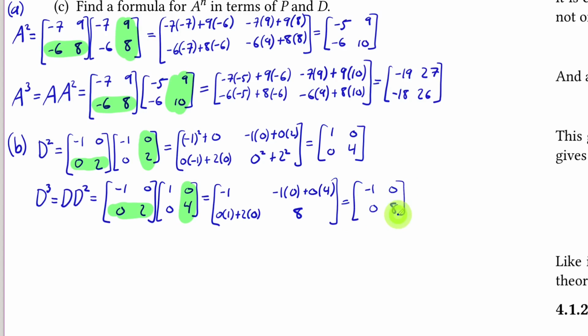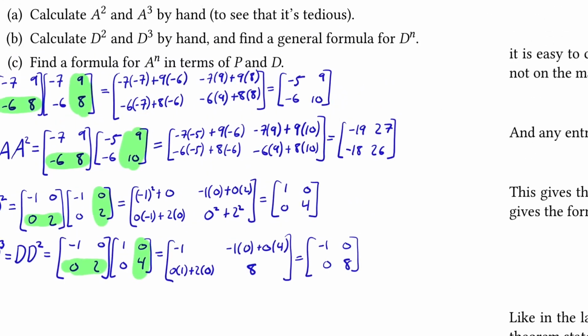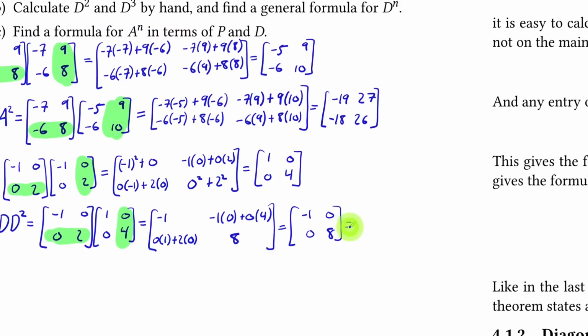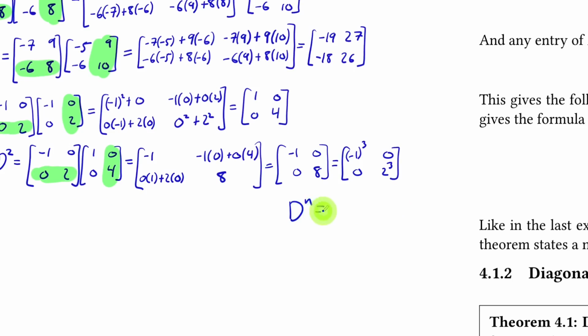So we just get -1 and 8 on the main diagonal. And that is the same thing as -1 cubed and 2 cubed on the main diagonal. So my guess for a general formula is D to the power n is probably going to be -1 to the power n and 2 to the power n on the main diagonal and 0 everywhere else.